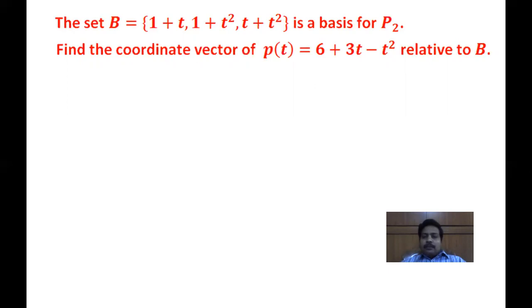vector space of polynomials of degree at most 2, whose elements will be of the form a0 plus a1t plus a2 t square, where a0, a1 and a2 are real numbers. So here, usually the standard basis of P2 is 1, t, t square. That is the standard basis. With that standard basis, the coordinates of p(t) will be 6, 3, minus 1.